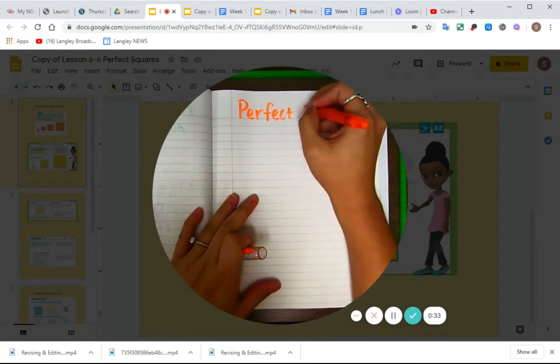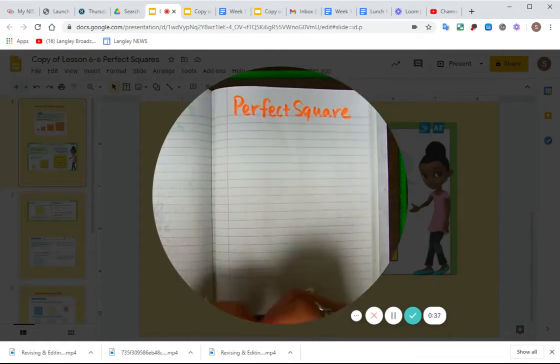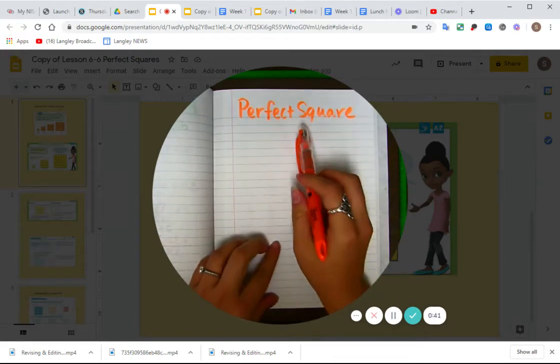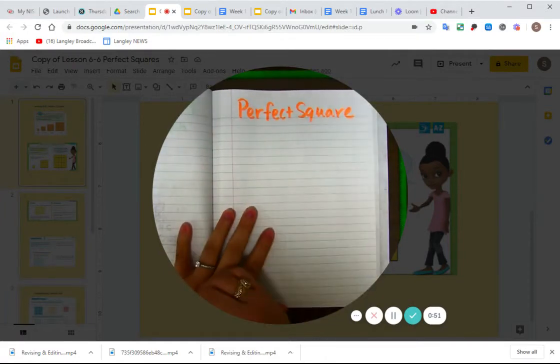All right, so what a perfect square is. A perfect square, so I'm writing in my math journal. Anytime you see me writing, you should be writing as well. So hopefully you're writing this down. If you need to pause the video to write this stuff down, feel free to do that. Okay? So we're talking about perfect squares today.